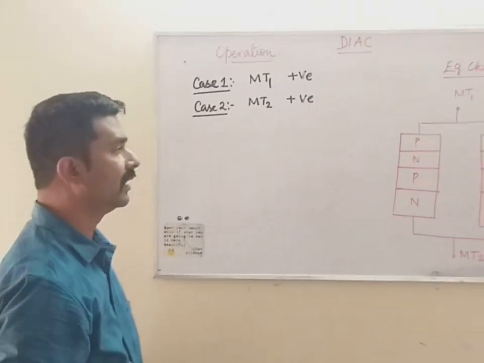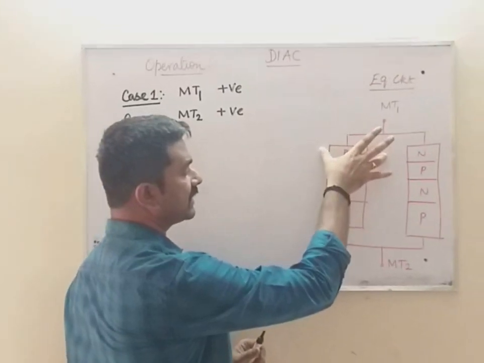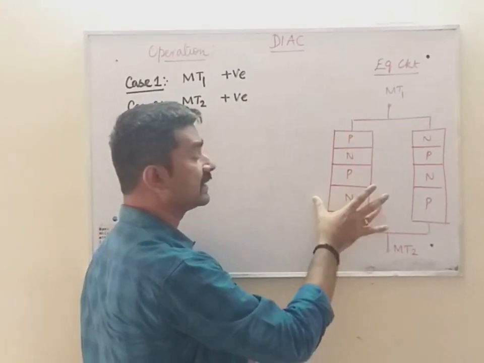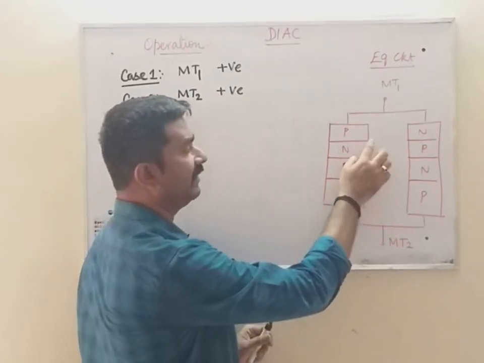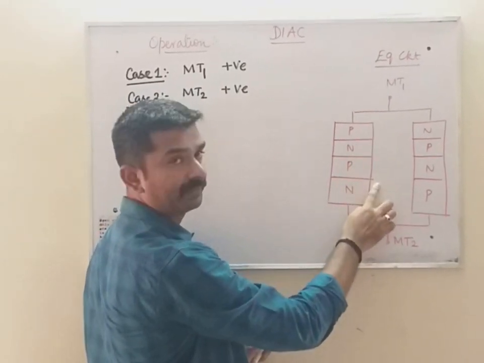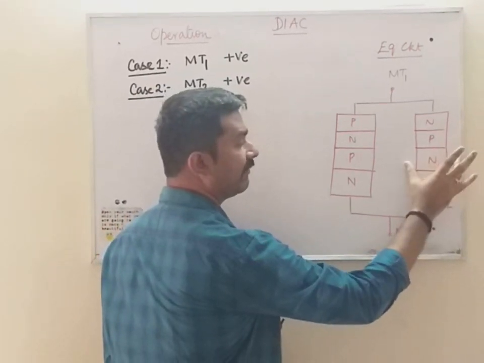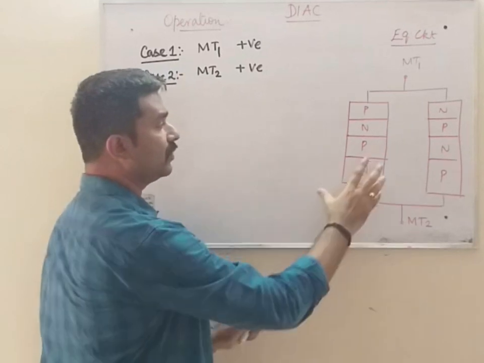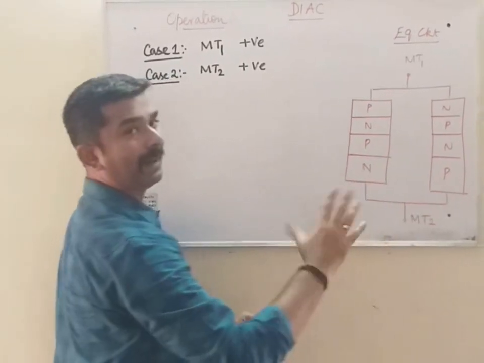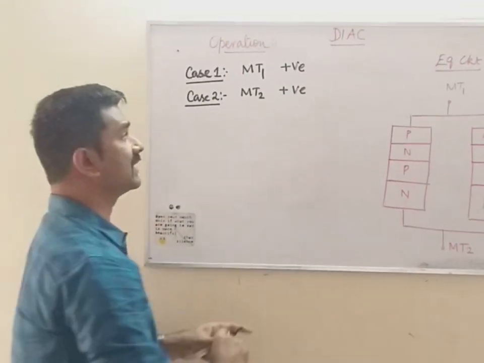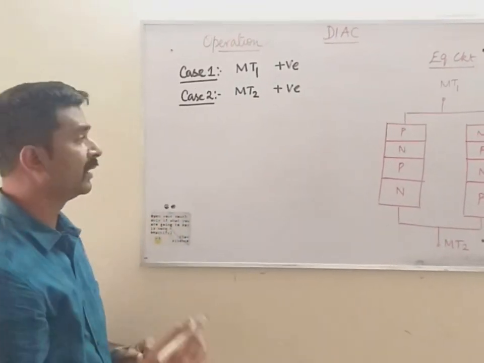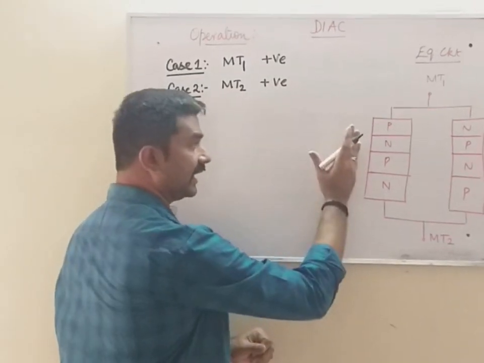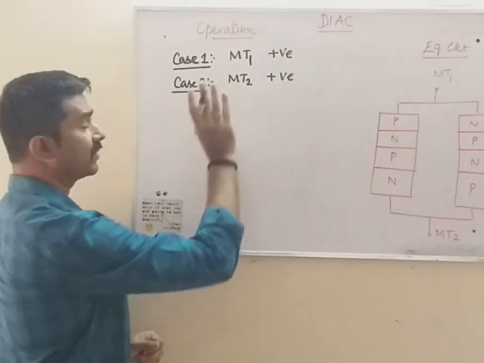As you could notice, the structure of this stack of layers resembles an SCR, where you will have junctions 1, 2 and 3. Similarly, you have another stack of layers which will resemble another SCR. So two SCRs connected in parallel becomes your arrangement of DIAC. So the operation of SCR comes in to understand the operation of DIAC.